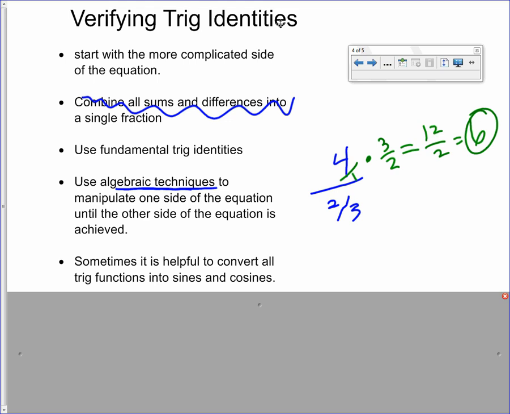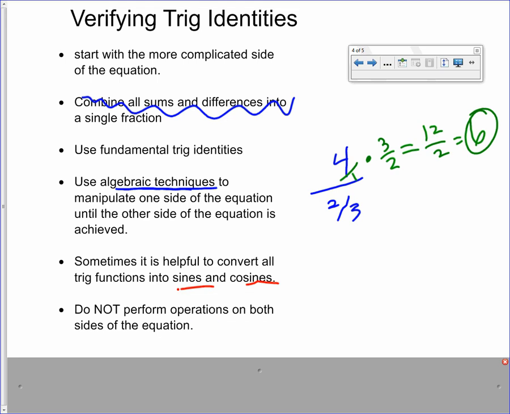If you ever get stuck, another strategy is to just convert everything into sine and cosine. And one of the most important things to remember is that when we are verifying, we are not solving. So we cannot move things across the equal sign. We cannot add something to both sides of the equation. That's how you solve equations in algebra, and we're not going to be solving anything.